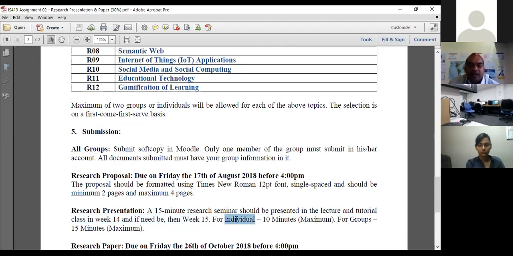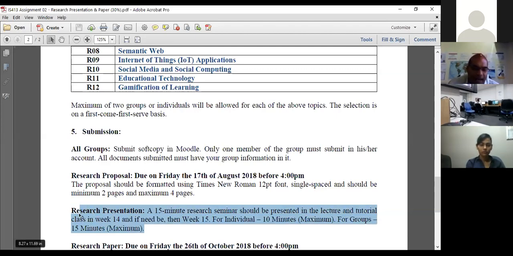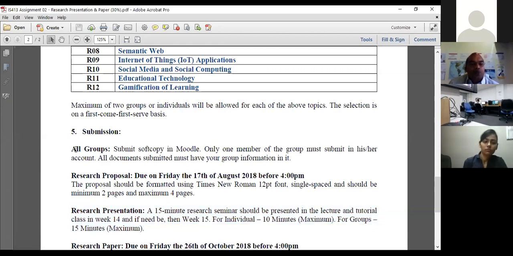If you are doing it individually, you just present for 10 minutes. If you are doing it in a group, you present for 15 minutes and every member of your group will present. If there are 3 in your group, you will go 5 minutes each. If there are 2 in your group, you'll go 7 or 8 minutes each. That's the research presentation, and I expect you to present from PowerPoint slides.